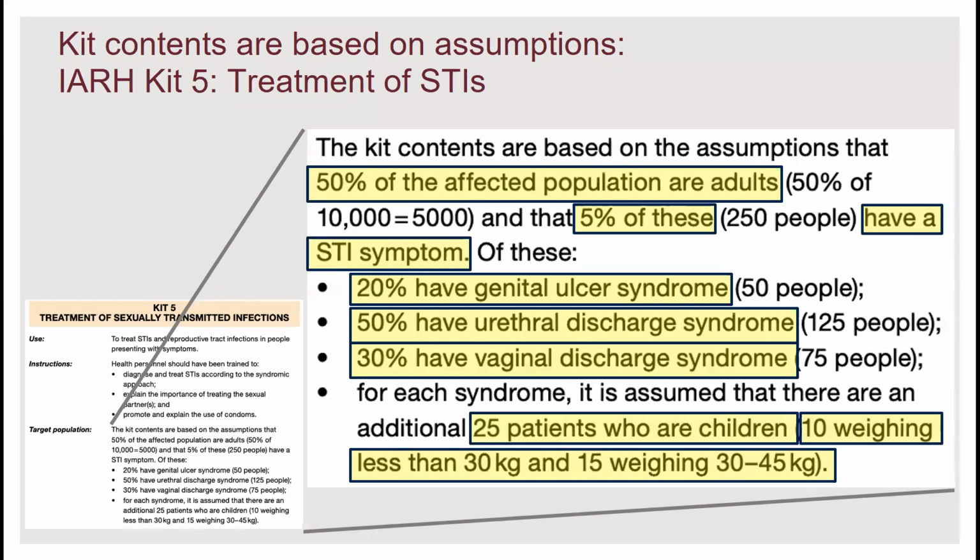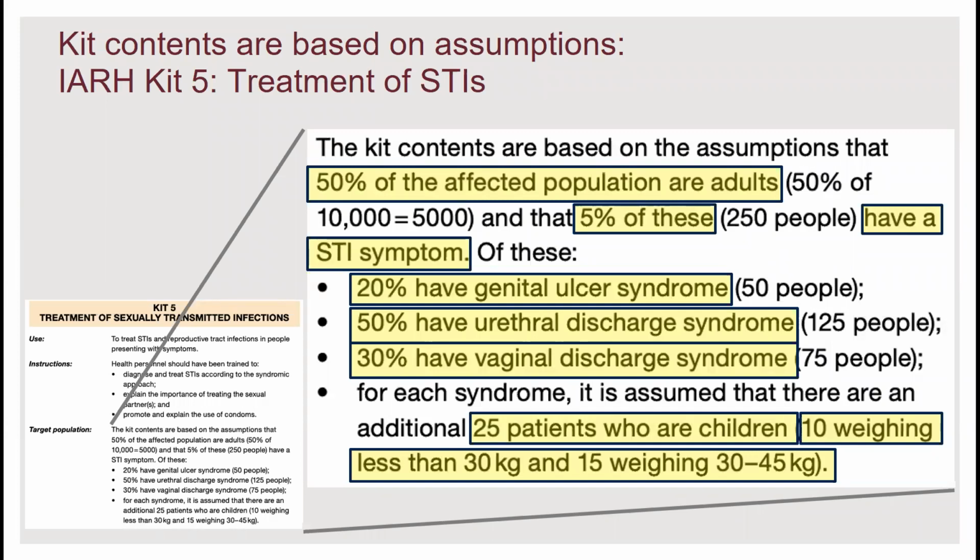The challenge here is that your population profile may or may not reflect the profile covered by the assumptions that were made when developing the kit and determining the quantities of products. Perhaps your population has different rates of adult infection, or the distribution of specific conditions is different. In each case, the quantity of each individual product may vary from what is in the kit.